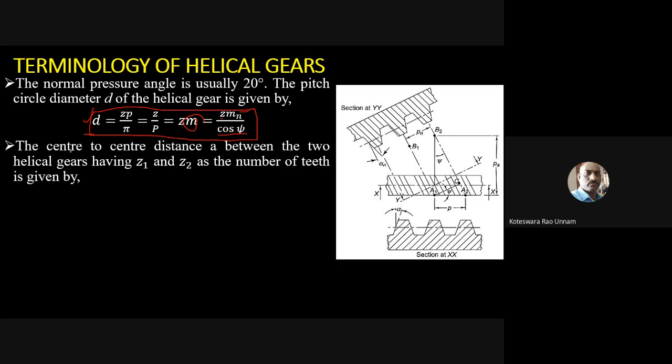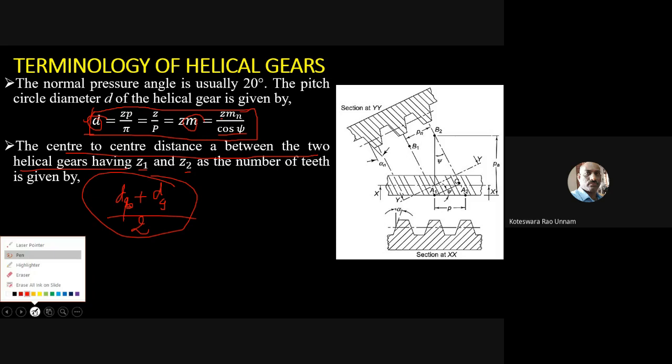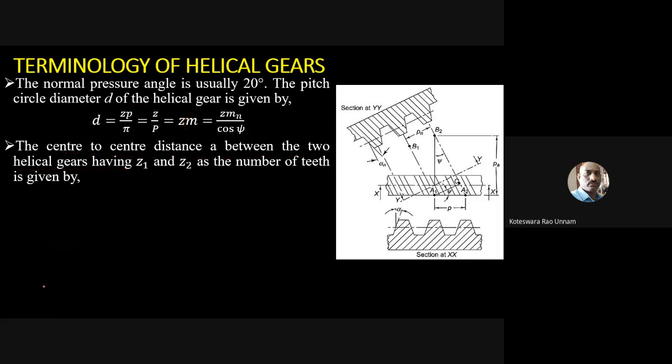Later. The center to center distance between two helical gears having teeth Z1, Z2 as the number of teeth is given by this. If you know the number of teeth and the pitch circle diameters, then the average of the pitch circle diameters is going to be the center distance. dP is the pitch circle diameter of the pinion and dz is the pitch circle diameter of the gear. If you divide the sum by 2, that is nothing but the average, which is the center to center distance between the two helical gears. So that's what we have written here: D1 by 2 plus D2 by 2.